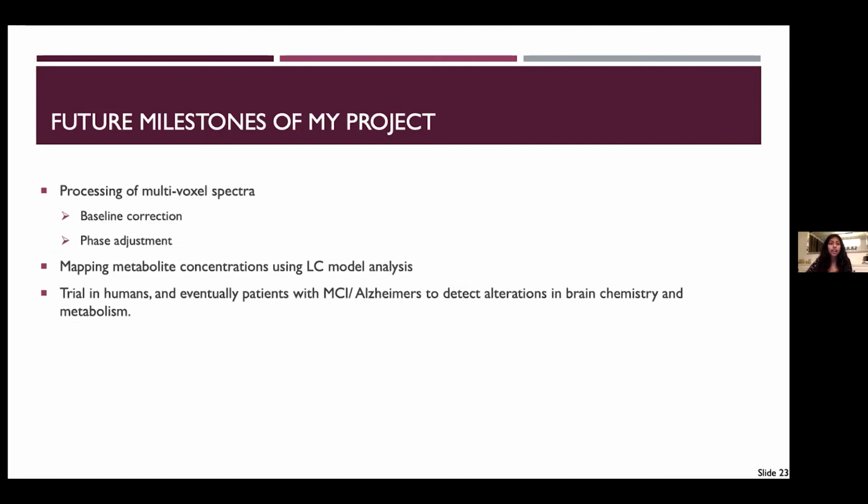After this, once we are able to map metabolite concentrations in phantoms, it would be followed by trials in humans and eventually patients with mild cognitive impairment or Alzheimer's, to detect alterations in brain chemistry and metabolism, which would serve as a very potential biomarker for detecting Alzheimer's. Possibly it could also be applied to diagnosis of Alzheimer's in patients as early as mid-20s or even early 30s.